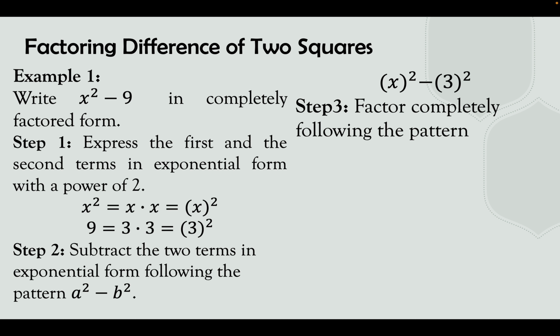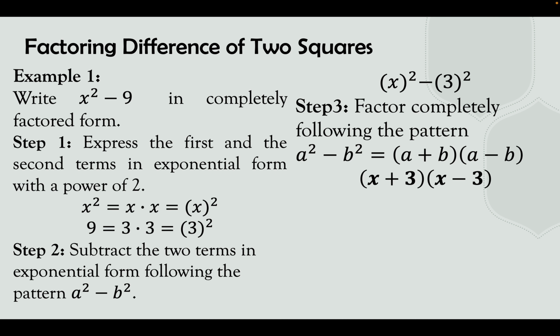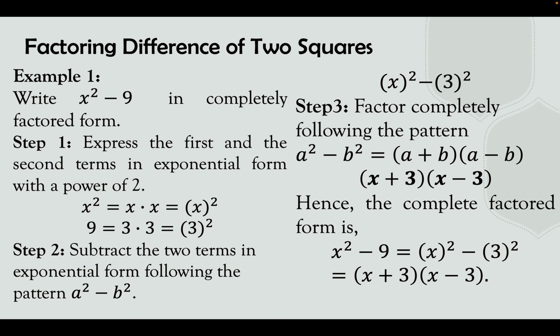And in step number 3, factor completely the following term. Since x is our first term and 3 is our last term, we can follow a plus b times a minus b into x plus 3 times x minus 3. So that means, hence, the complete factored form is x squared minus 9 equals x raised to 2 minus 3 raised to 2 equals x plus 3 times x minus 3.